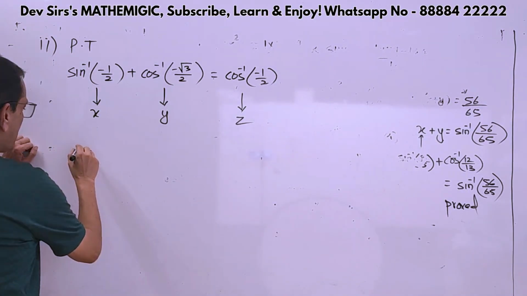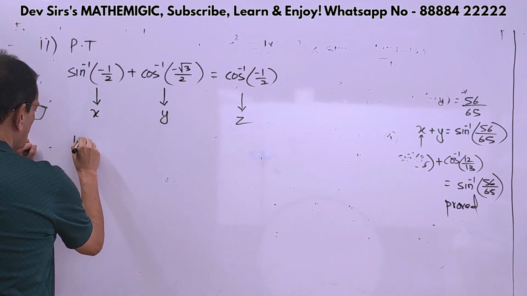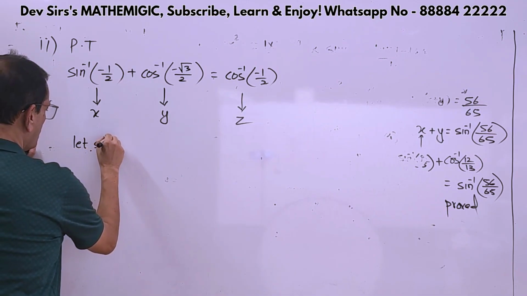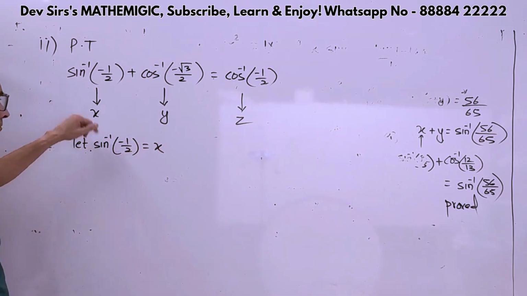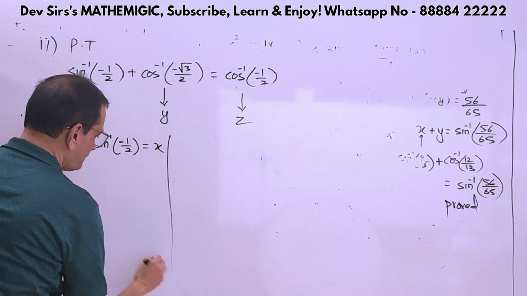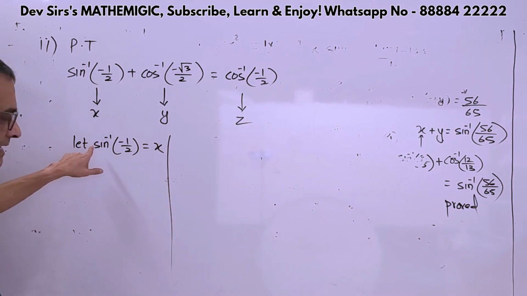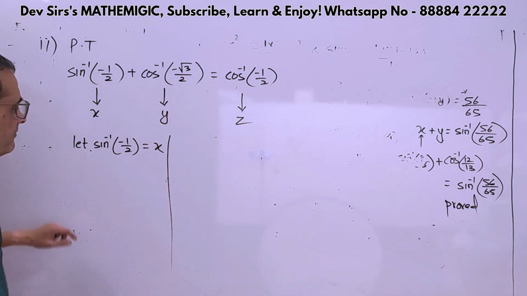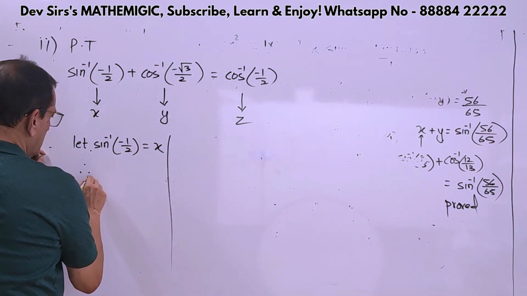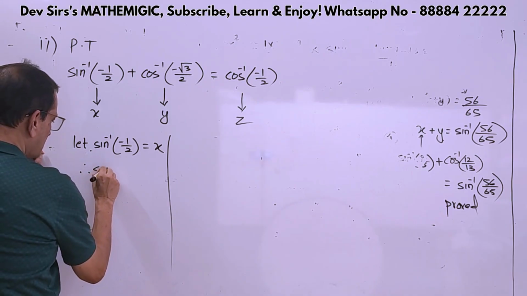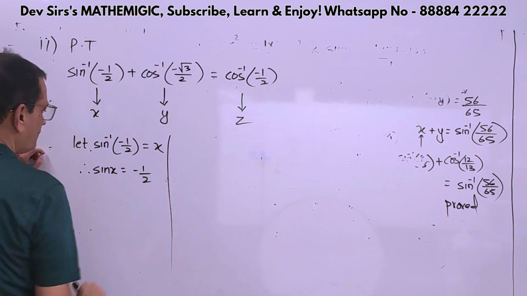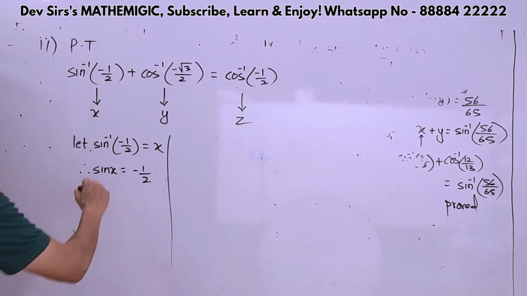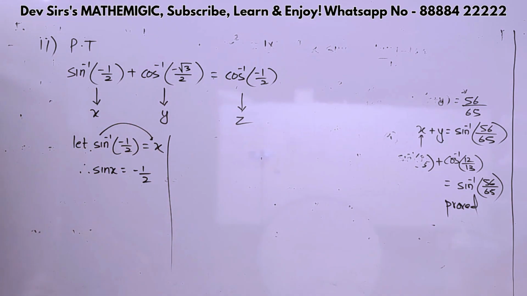So let sin inverse minus half equal to x. पहला इसका देखेंगे क्या आंसर आ रहा है. As usual, like in the earlier case, take sin inverse on the right hand side. Therefore, sin x equal to minus half. Sin inverse goes on this side as sin. So sin x equal to minus half.